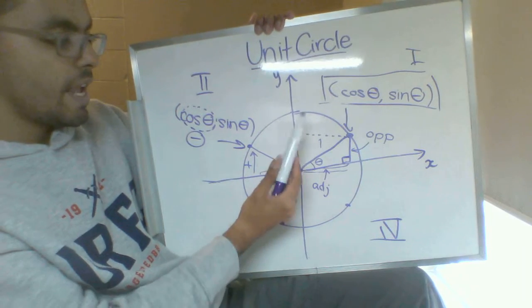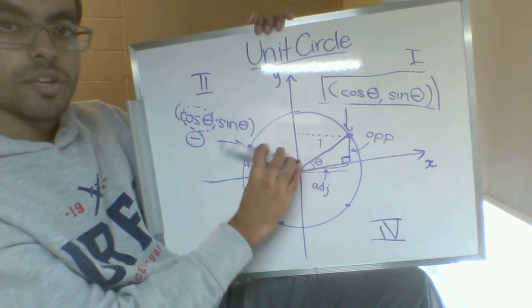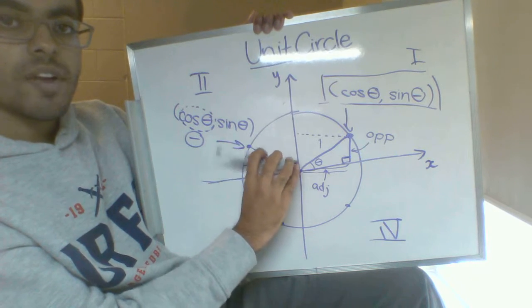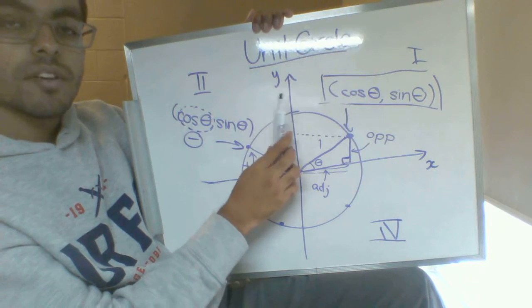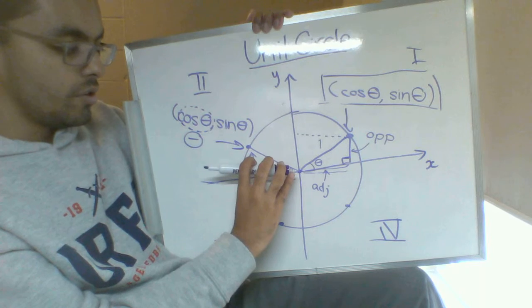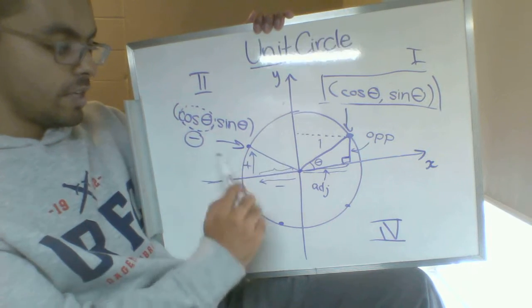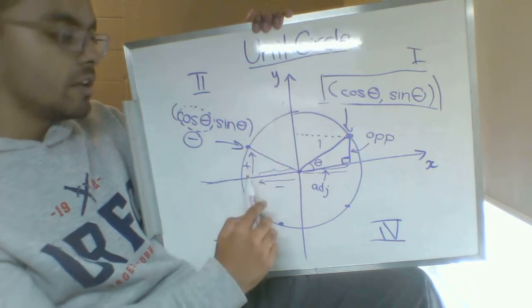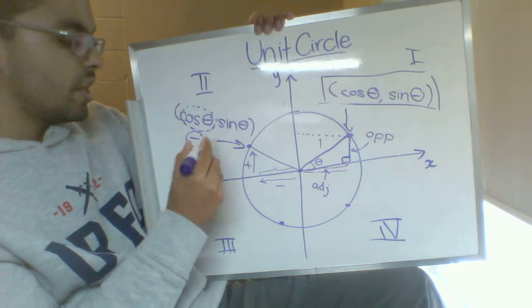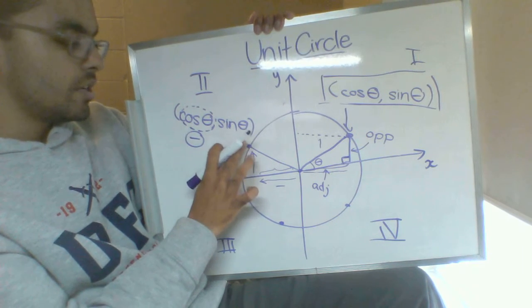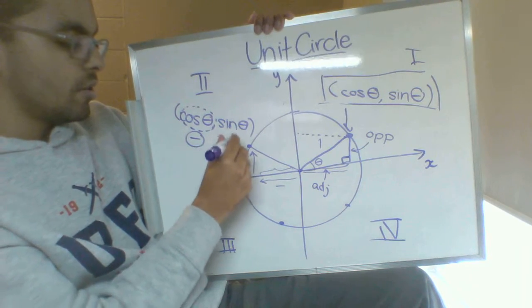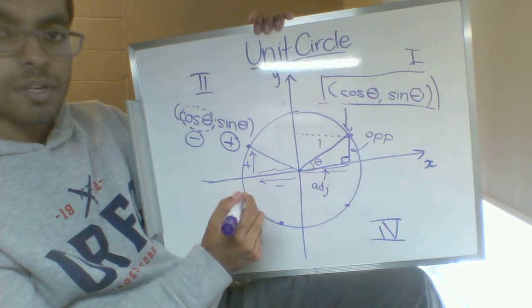So for any angle in this quadrant, you have to move in the negative x direction, but the positive y direction to get somewhere on the circle here. So that means that your cosine value is always going to be negative in this quadrant, and your sine value is always going to be positive in this quadrant.